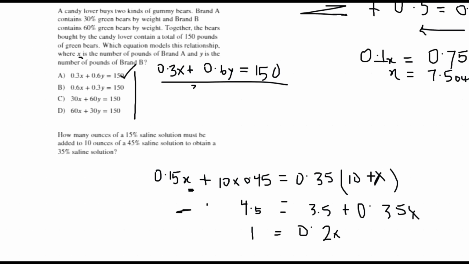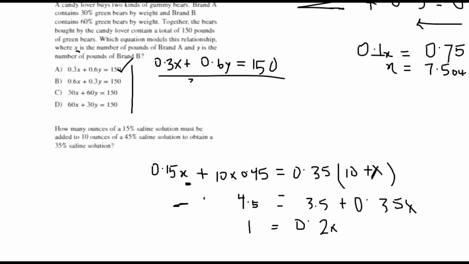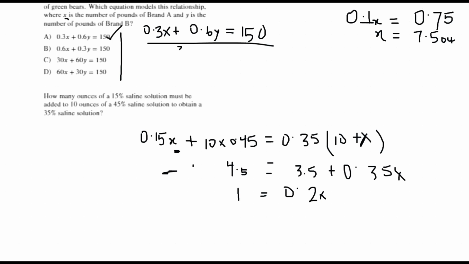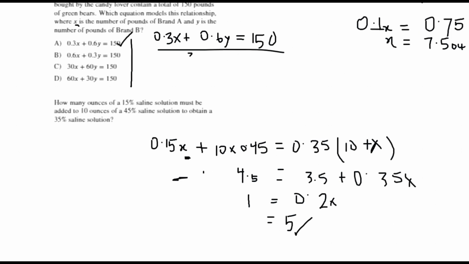So you should add 5 ounces of the 15% saline solution to the 10 ounces of 45% saline solution to obtain a 35% saline solution. And that brings us to the end of this video.